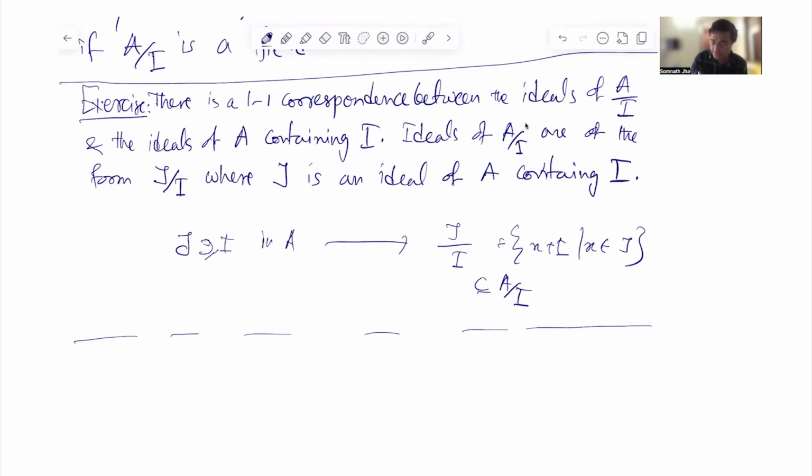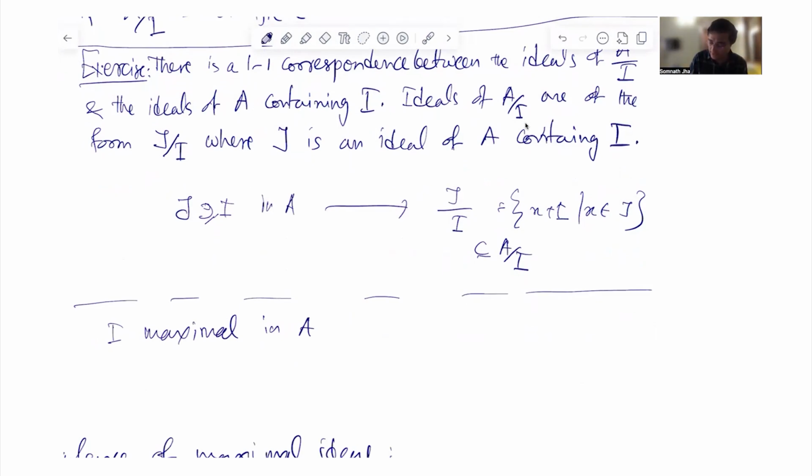So once you do this exercise, then you take an ideal A. Then you take a maximal ideal I in A. Then consider A mod I. If J mod I is an ideal of A mod I such that J mod I is not equal to A mod I, and it is not equal to 0.